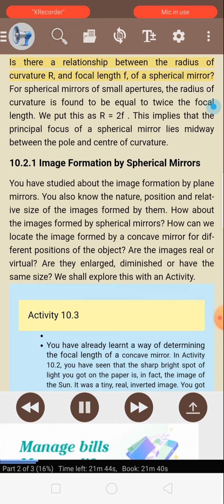Is there a relationship between the radius of curvature R and focal length f of a spherical mirror? For spherical mirrors of small apertures, the radius of curvature is found to be equal to twice the focal length. We put this as R = 2f. This implies that the principal focus of a spherical mirror lies midway between the pole and center of curvature.